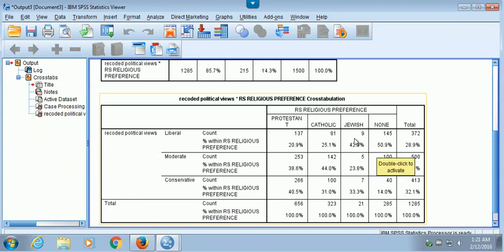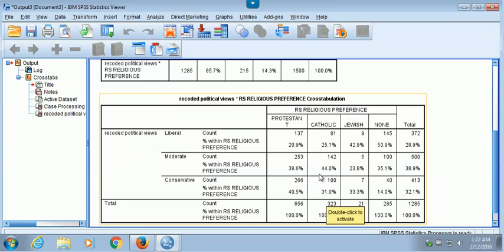You will see oftentimes people who are Jewish or identify as having no religion are extremely likely to identify as having liberal political views. People who are conservative are more likely to identify with the Protestant religion. Also, if you look across the board here, moderate is pretty even, except when it comes to Jewish.